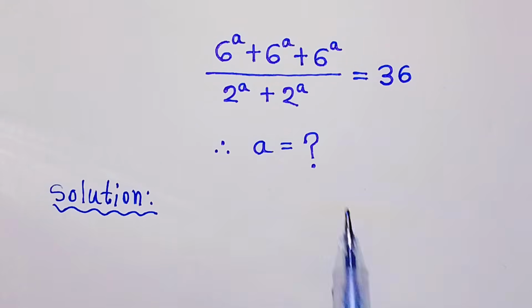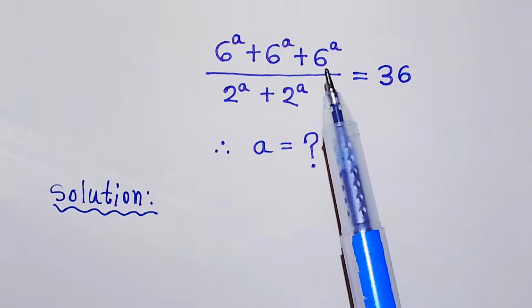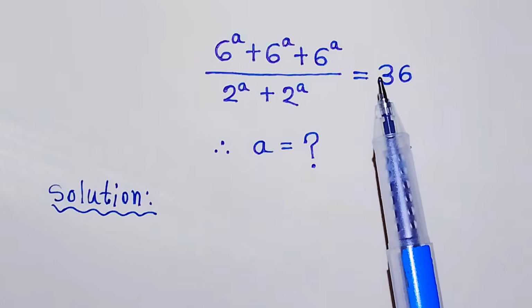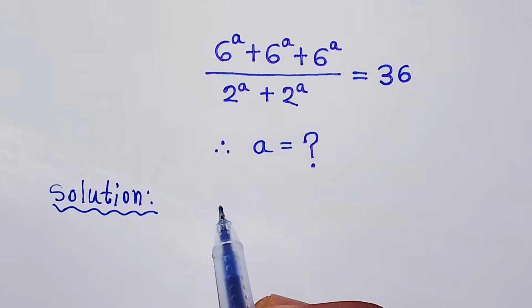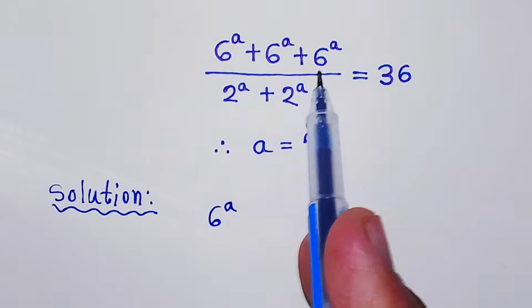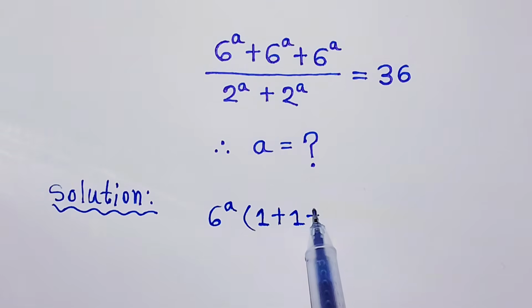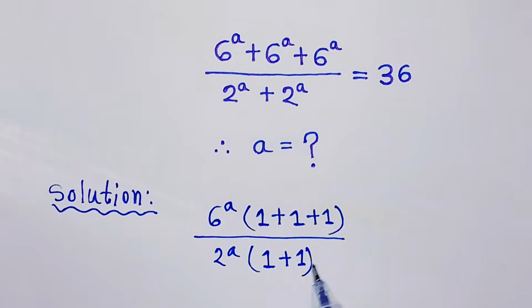Today I'll solve this exponential: (6^a + 6^a + 6^a) divided by (2^a + 2^a) equals 36. Then what is the value of a? So take a look, we can take 6^a common from the numerator, then we write (1 + 1 + 1), divided by, we can take 2^a common, then we can write (1 + 1) equals 36.